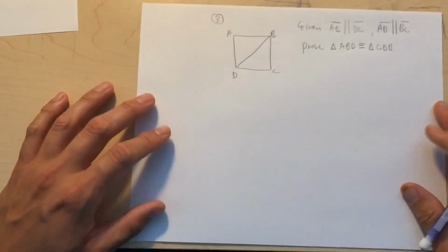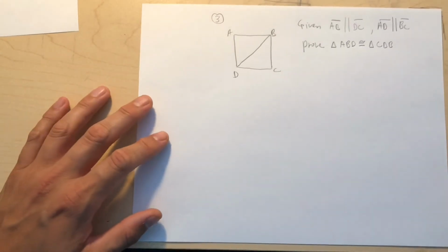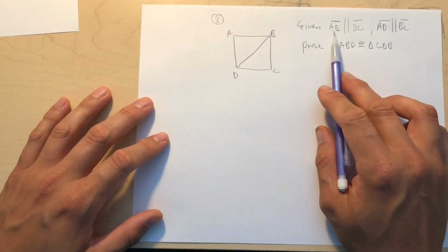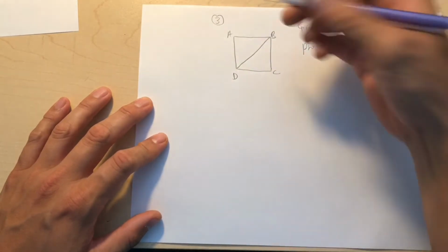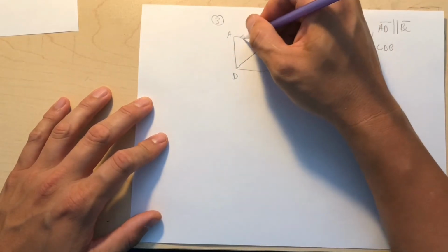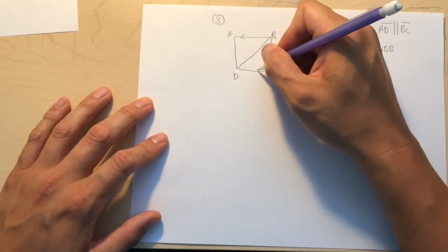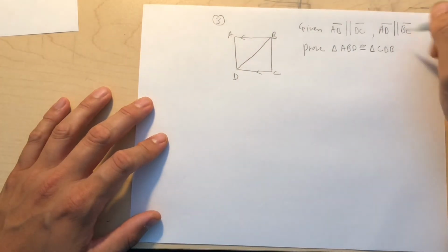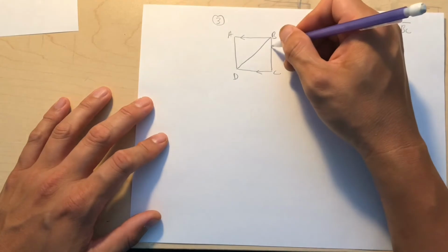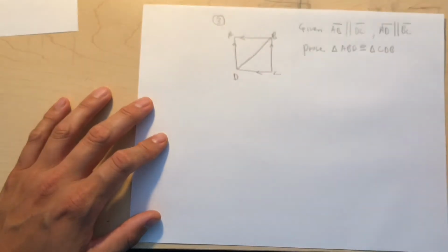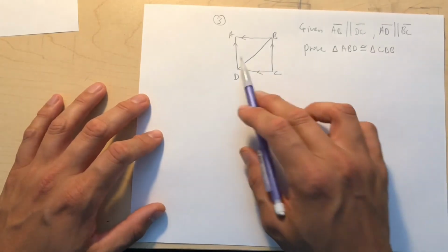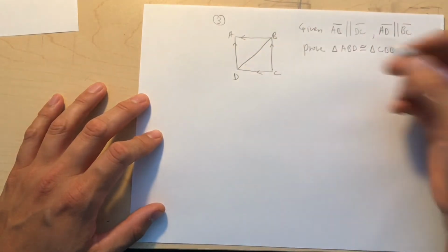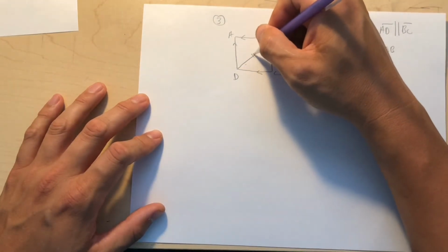Last problem, all right? Let's take a look. They're saying that AB is parallel to DC. So we know that this is parallel to this one right over here. All right, and they also say that AD is parallel to BC. So this is parallel to this one right there. Now, by doing that, we need to prove that these two triangles are the same. We know that BD is congruent to BD, so I'm going to go ahead and do that right now.